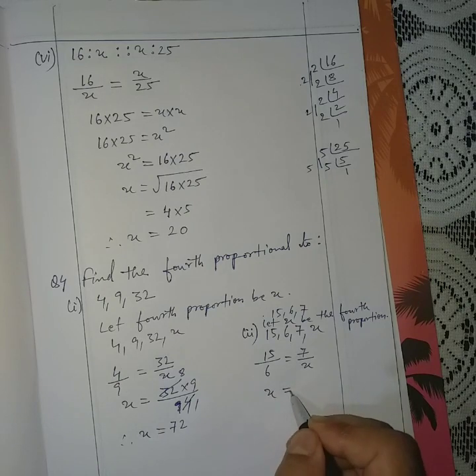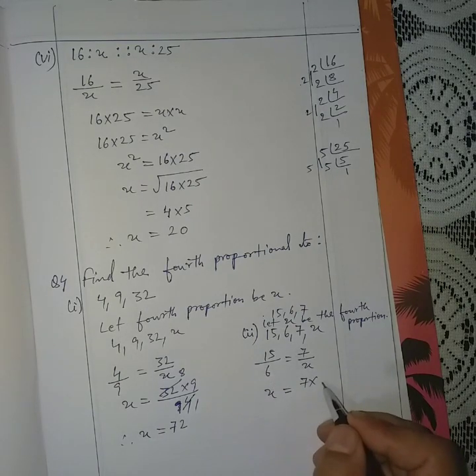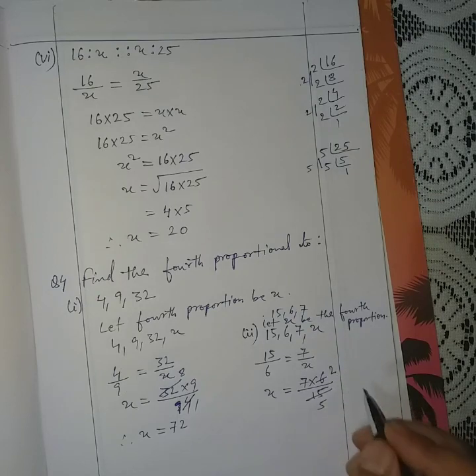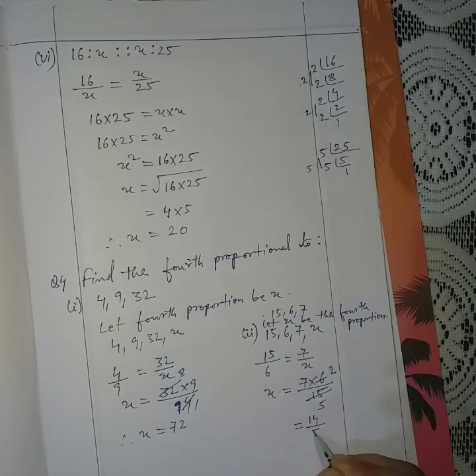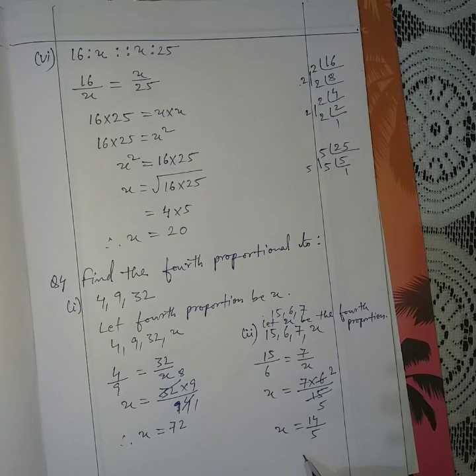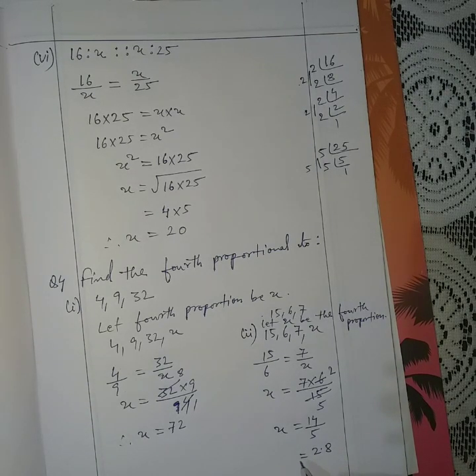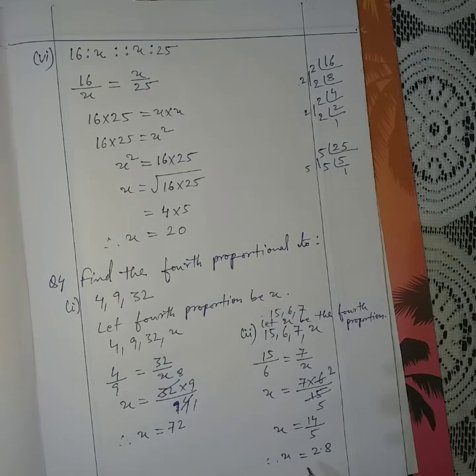x comes this side: 7 into 6 by 15. Now by 3, 3 fives are 15, 3 twos are 6. This is 14 by 5. x is equal to 14 by 5. If we divide it, 5 twos are 10 and 5 eights are 40. We are getting 2.8. Therefore x is 2.8.